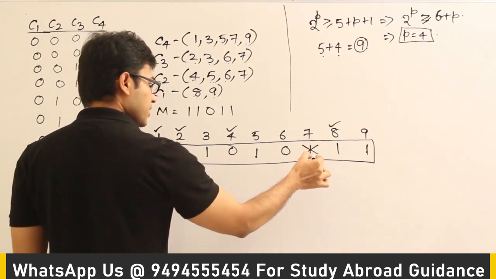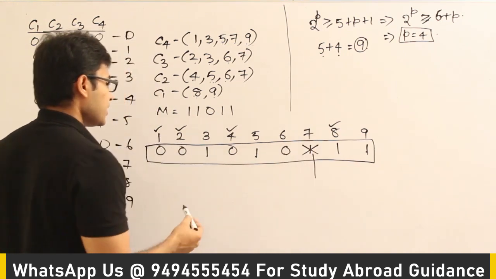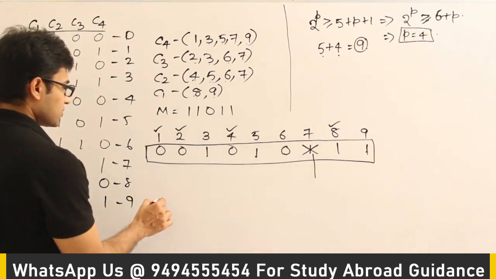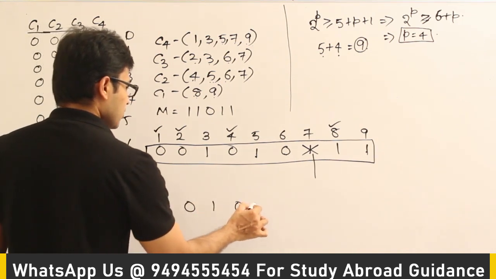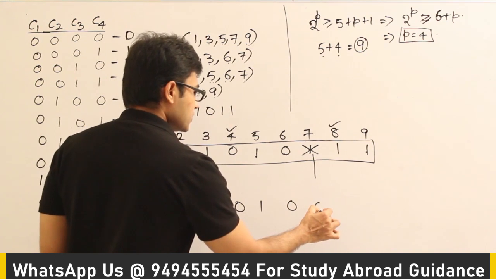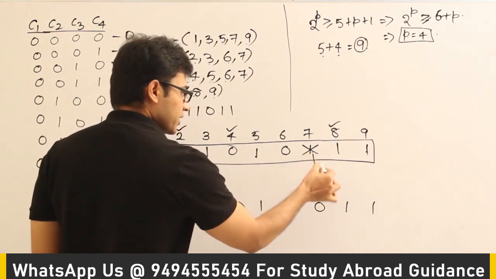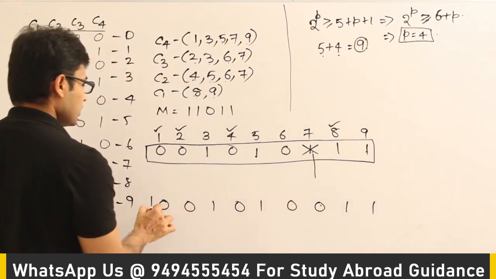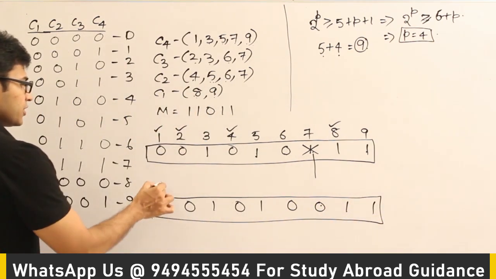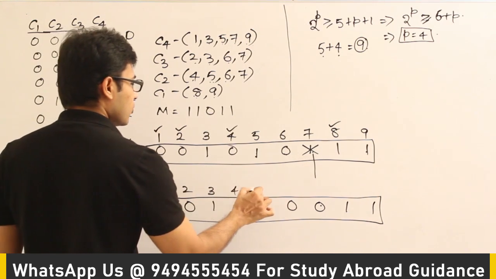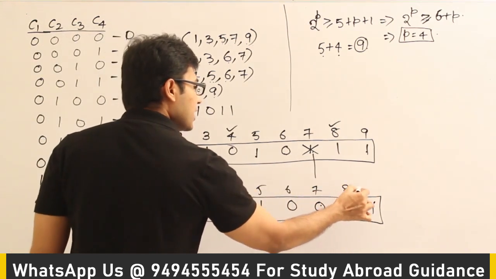Got it? Now let us say during the transmission one of the bits got corrupted. This bit got corrupted and it got changed to 0. So let us say the message that the receiver has received is 0 0 1 0 1 0 0 1 1. Instead of 1 here it received 0. Now it is supposed to correct it. Let's see how the correction happens. For that, just number them 1 2 3 4 5 6 7 8 9.